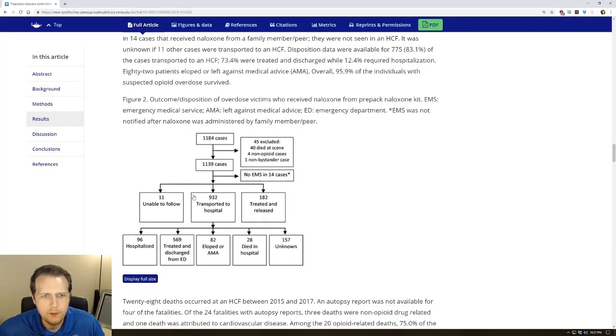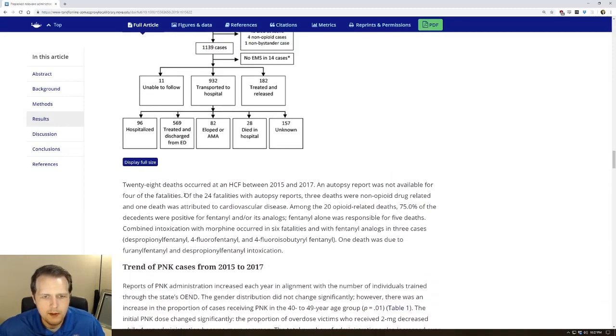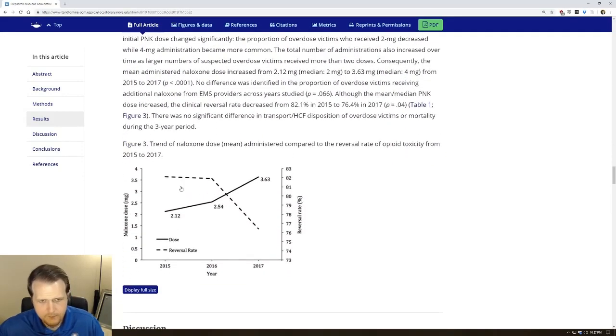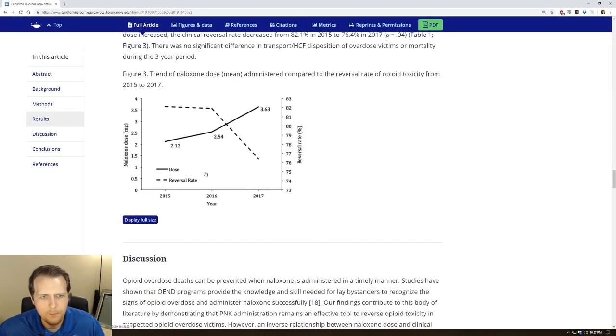And again, these sorts of tables and graphs and whatnot are nice because they can help you to visually identify how things went in the study in terms of how patients were managed and what kind of outcomes they had, things like that. So again, results are very important to be able to evaluate, and to say, okay, well, what are we actually finding here? Here are some nice graphs showing you differences in things like naloxone dose versus reversal rates and things like that. Okay, so that's what the results section should be doing for you.